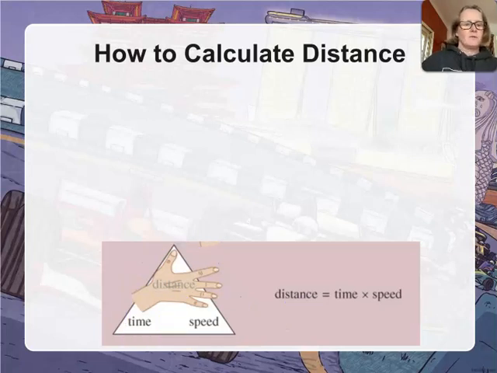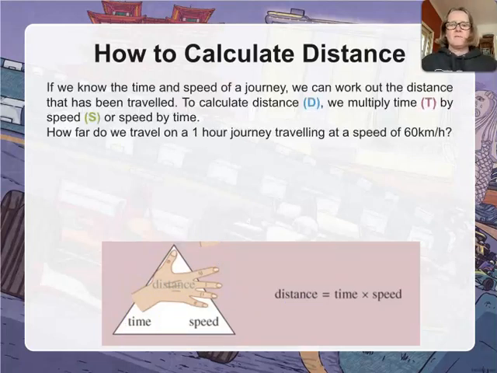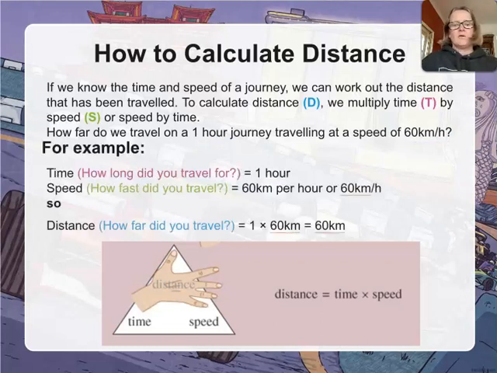So let's have a look at an example here. This time we will consider that we are going to travel on a journey for 1 hour, and we're going to travel at a speed of 60 kilometers per hour. So if we know those facts, we know the time, we know the speed. So if we multiply the time by the speed, 1 multiplied by 60, we end up with 60 kilometers. There should be a per hour in there because that would be the speed, so 60 kilometers per hour. And our answer for distance will be 60 kilometers.